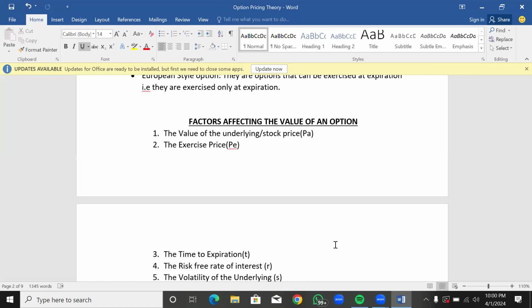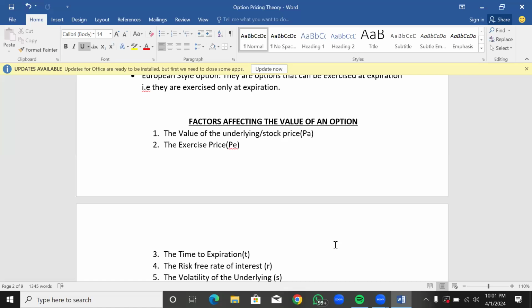Your P0 is your value of the underlying. Your N(d1) now, that is where the problem is. There's no N(d1) in any of all these. How do we get our N(d1)? First thing, we get our d1. How do we get d1? We get d1 using Black-Scholes option pricing theory, BSOP. The Black-Scholes pricing theory gives us a formula to calculate d1, which is ln of P0 over PE plus risk-free rate plus 0.5 standard deviation squared times time, over S square root T.